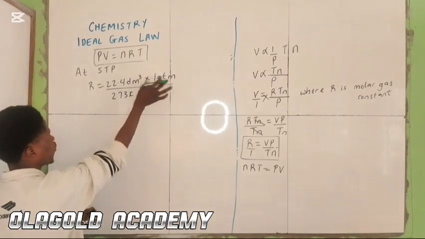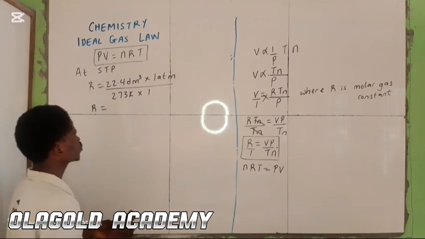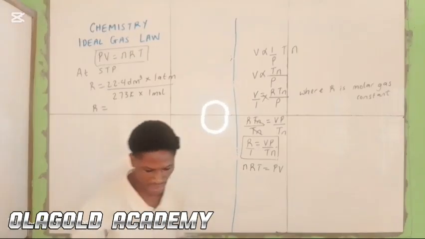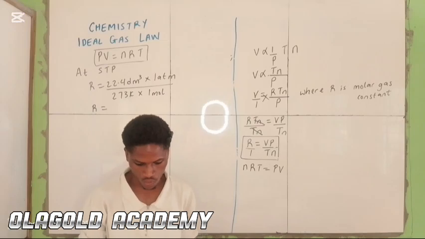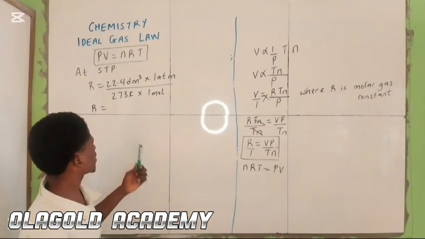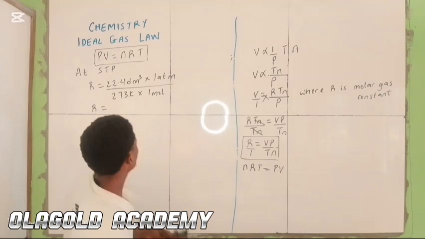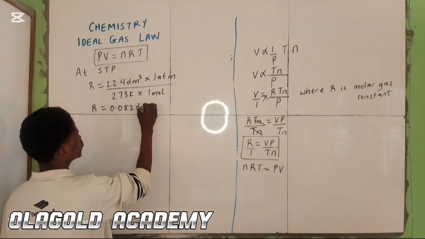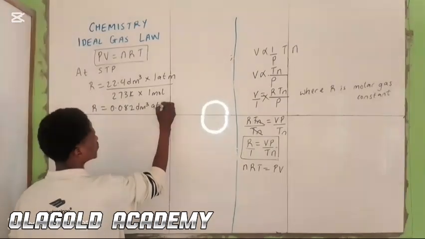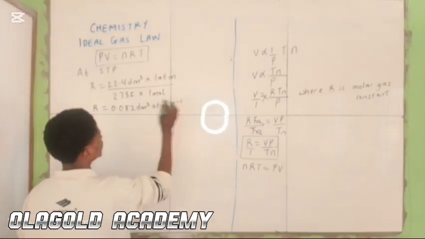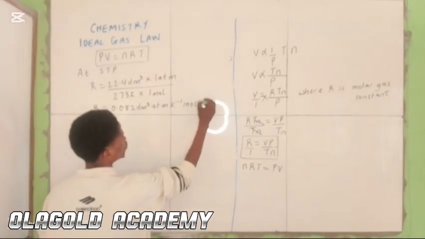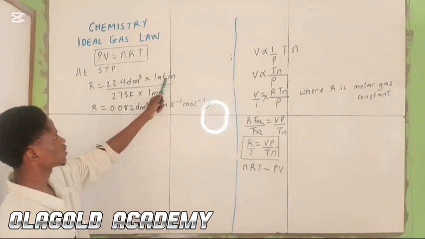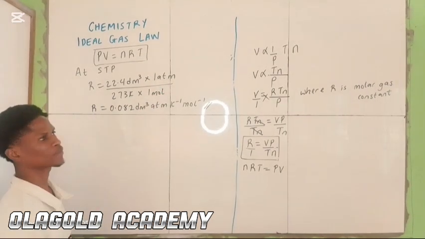When we multiply and divide, 1 times 22.4 divided by 1 mole times 273 Kelvin, we are going to get our molar gas constant to be equal to 0.082 dm³ atmosphere per Kelvin per mole. This is our molar gas constant value at STP using the pressure in atmosphere.